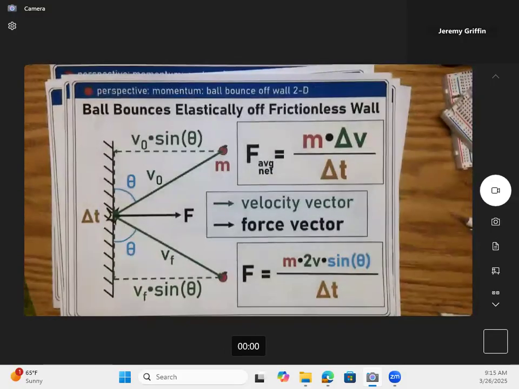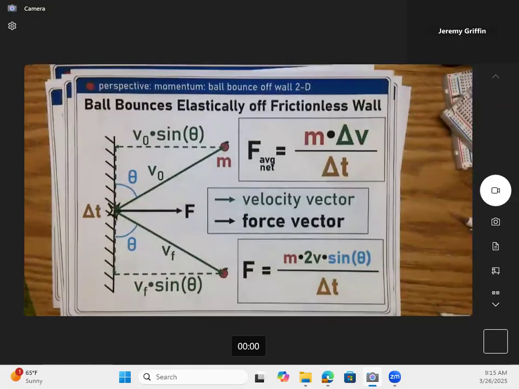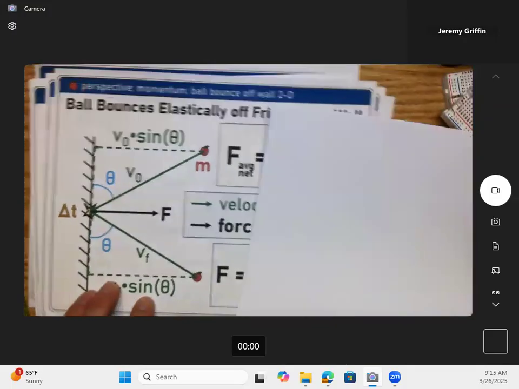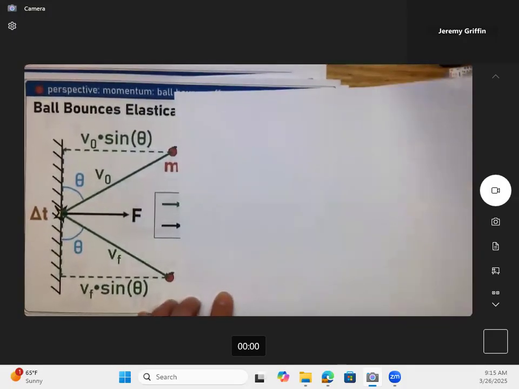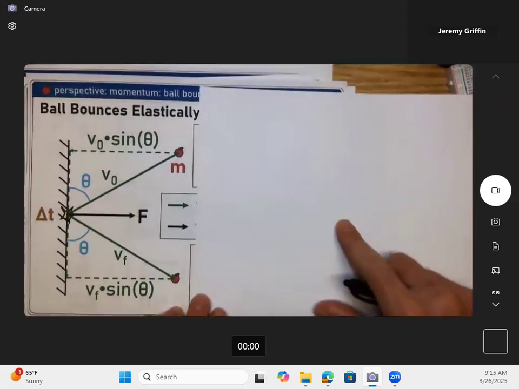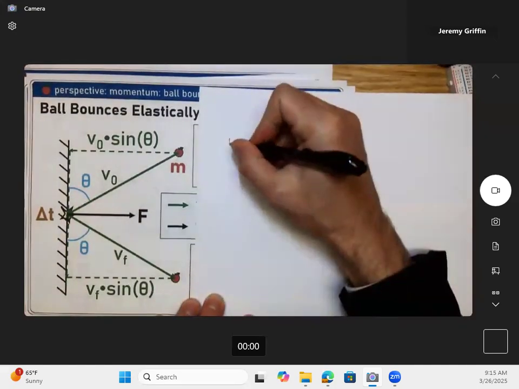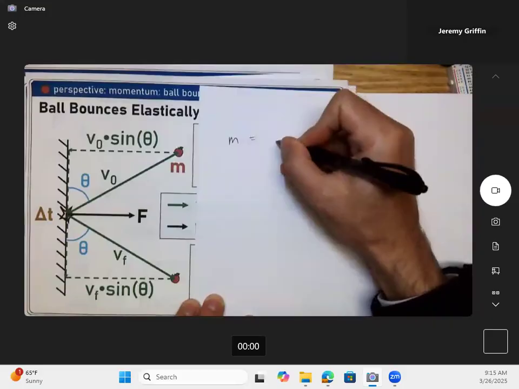You guys remember the ball bouncing off a wall? Okay, let's solve a ball bouncing off a wall. So, say I give you that right there. I'll give you guys this picture. Let's have the mass of the ball be about 3 kilograms.